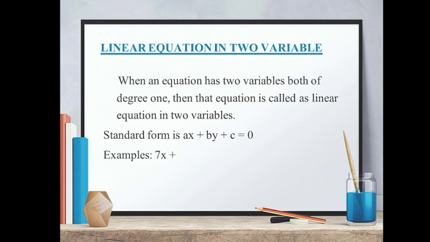So the examples are 7x plus y equals 12. Here 7 is the coefficient, x is one variable and y is another variable. For y the coefficient is not given, it means here the coefficient will be 1, that equals 12. Then one more example, 6x minus 4y plus 12 equals 0. Here 6 is the coefficient, x is a variable, then minus 4 is the coefficient, as the sign is given negative, so we take the coefficient as minus 4, where y is the variable, plus 12, and 12 is the constant.